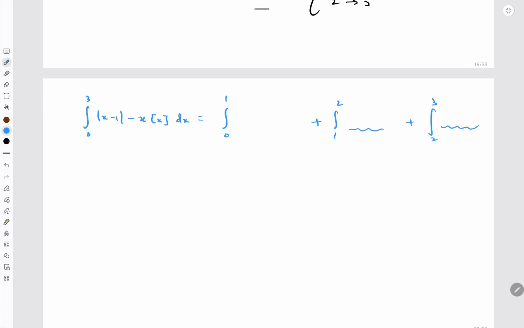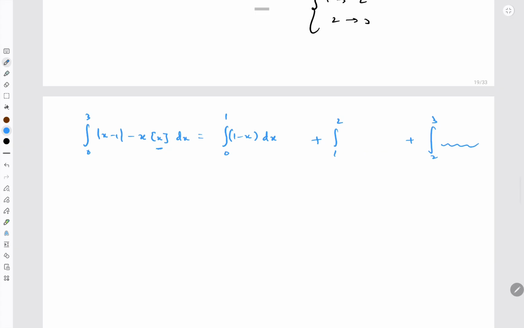So from 0 to 1, if I split it, it will become 1 minus x, and the GIF in 0 to 1 becomes 0. I already told you that. So it is nothing but 1 minus 1 dx only, 1 minus x dx. In 1 to 2, x minus 1 I can write as x minus 1, and the GIF becomes 1 only, so minus x dx. In 2 to 3 it is x minus 1 again, but the GIF becomes 2, so minus 2x dx.